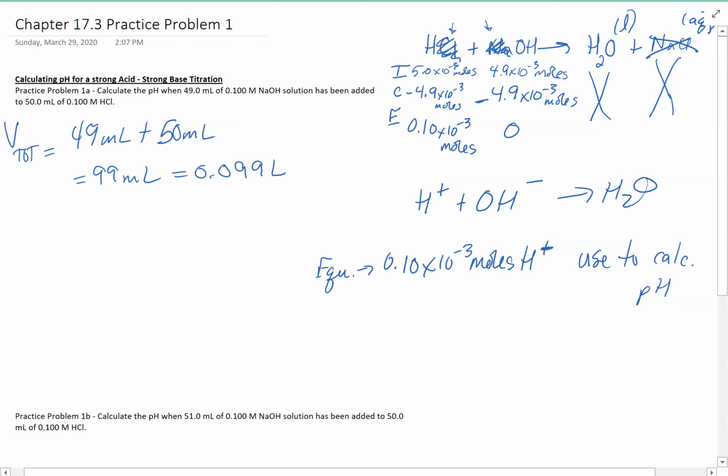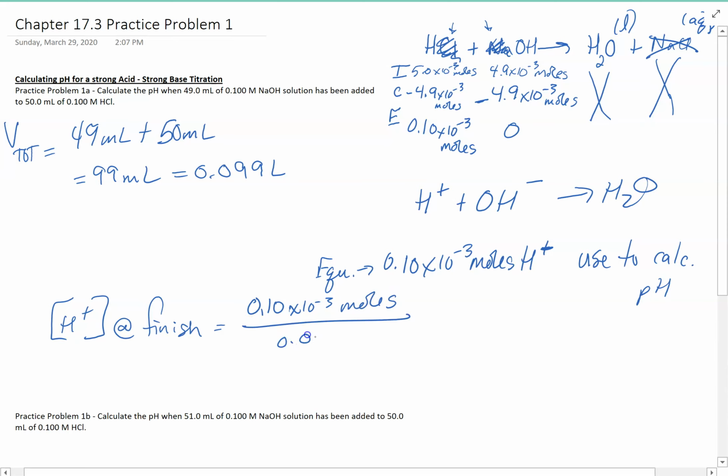So in calculating the pH at the finish, the finish of the titration for us, we're going to take that 0.10 times 10 to the negative third moles, and we're going to divide it by our total volume in liters, and we're going to get a value of 1.0 times 10 to the negative third molar. Okay, that's our concentration of H+.